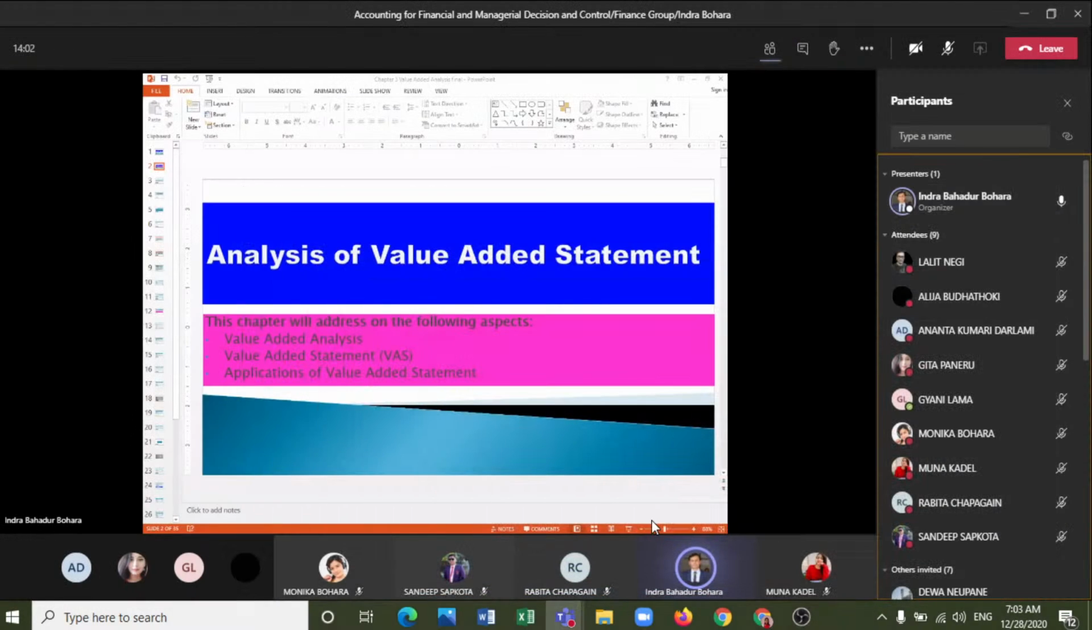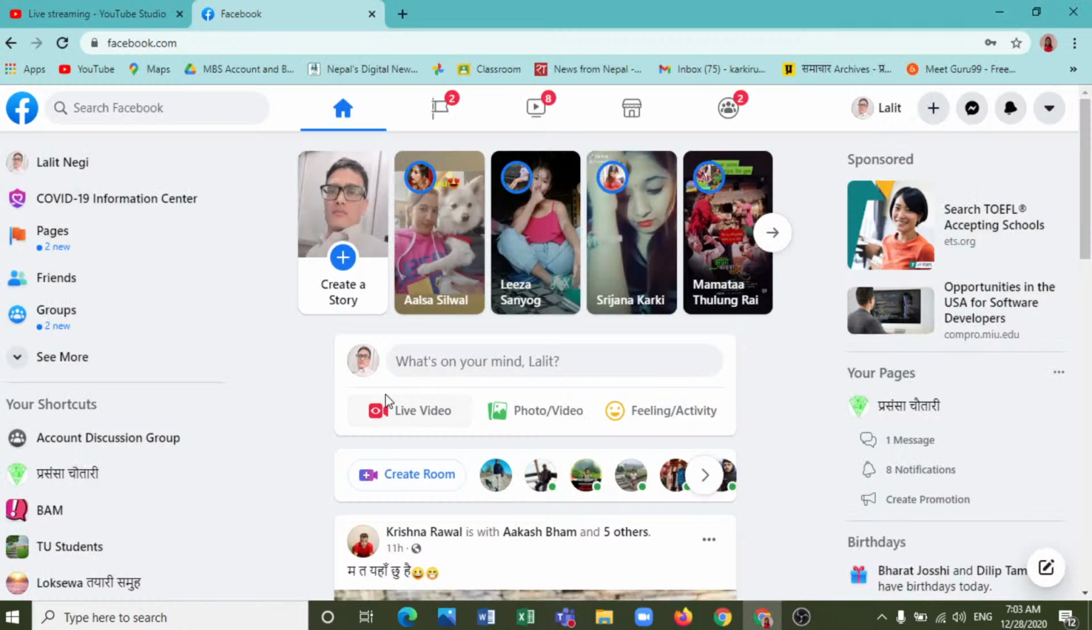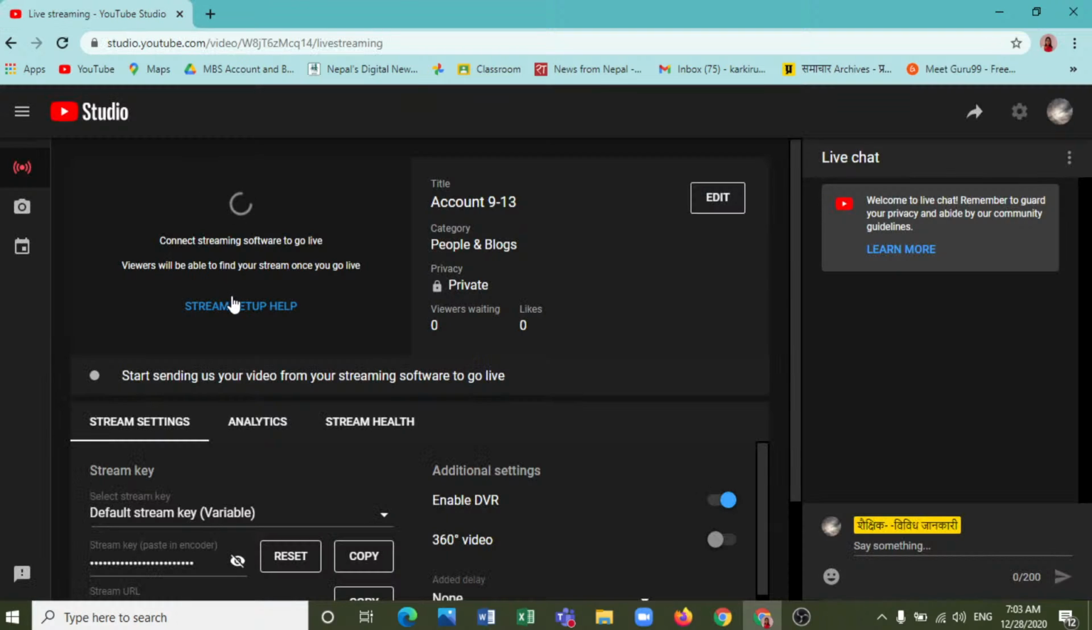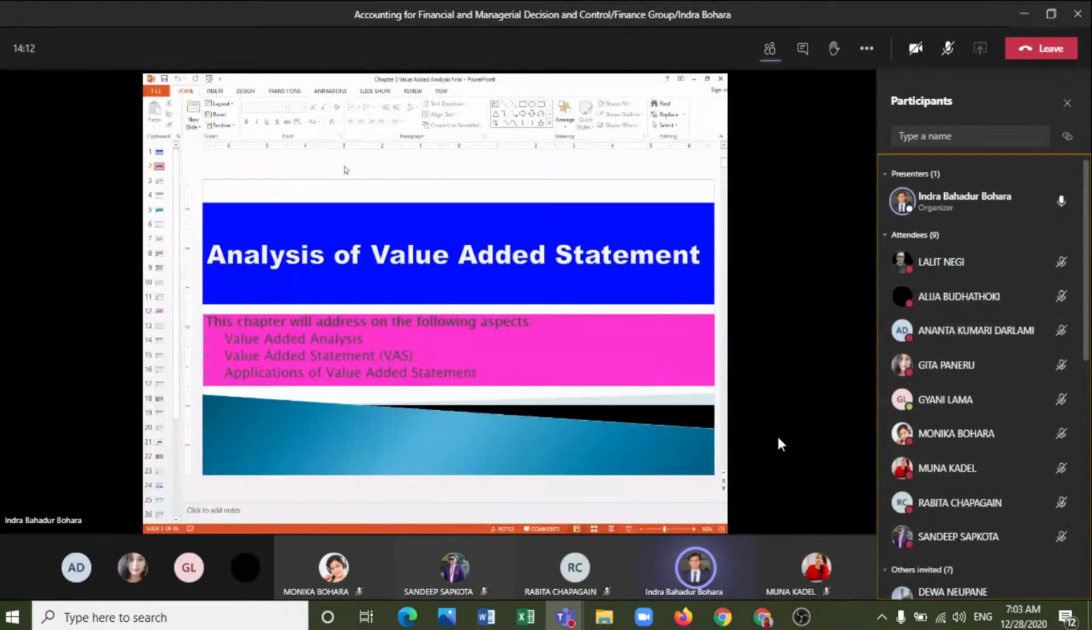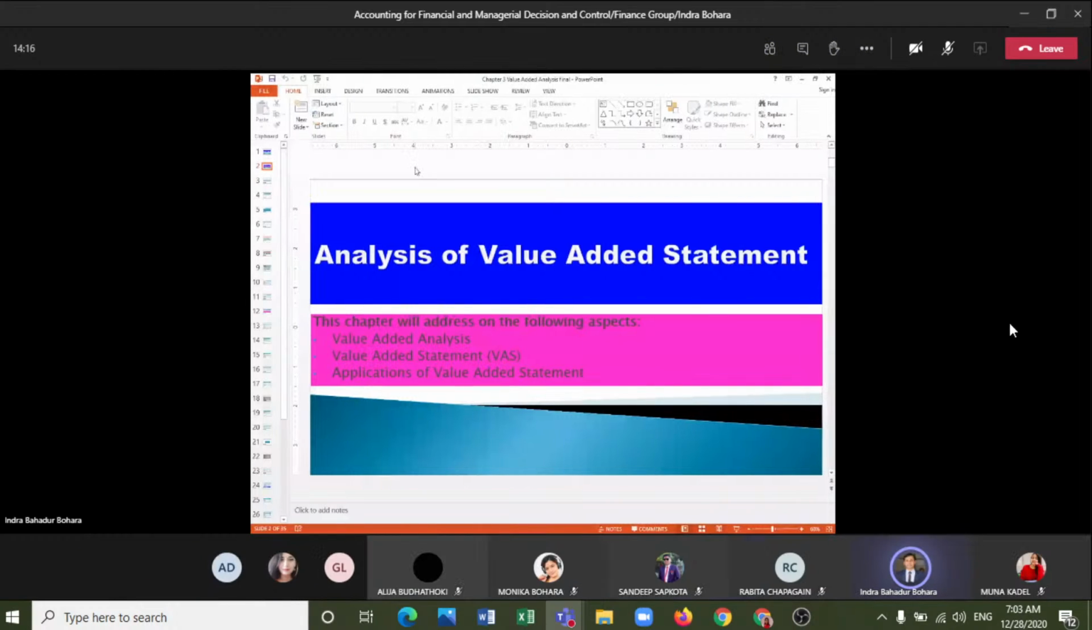We are discussing the analysis of the value added statement, and we started discussing the format. You studied the value added statement in BBS also, so it is not difficult. You must know the concept of value added: some amount added over the cost of material and service is known as value added.